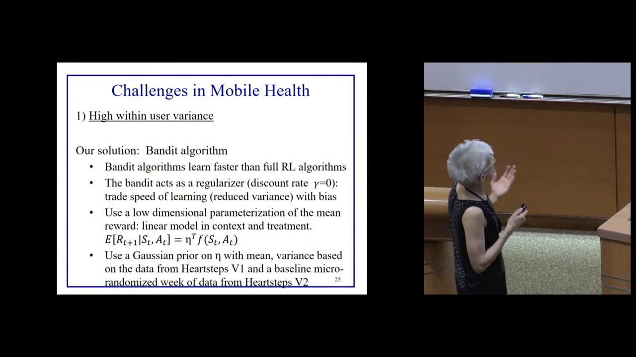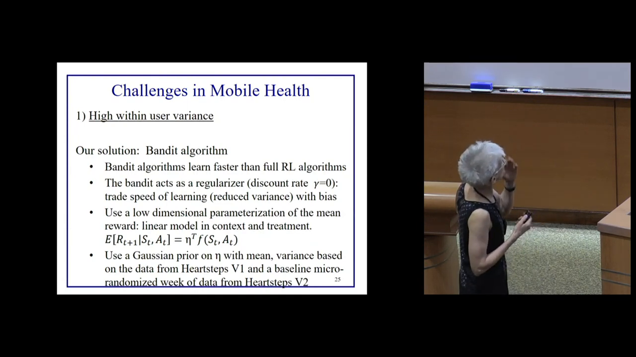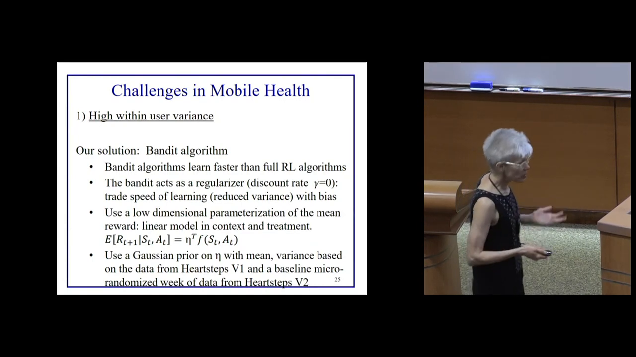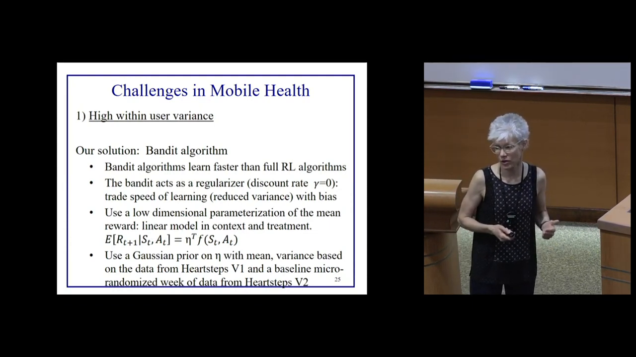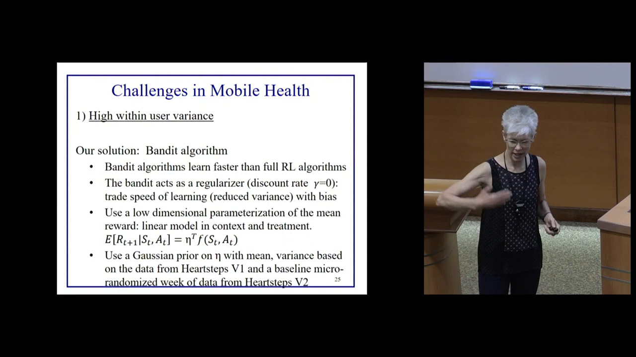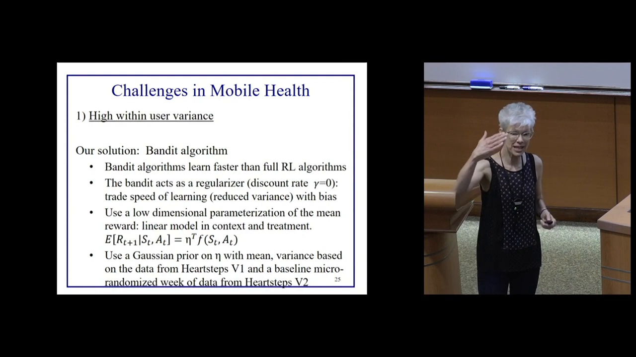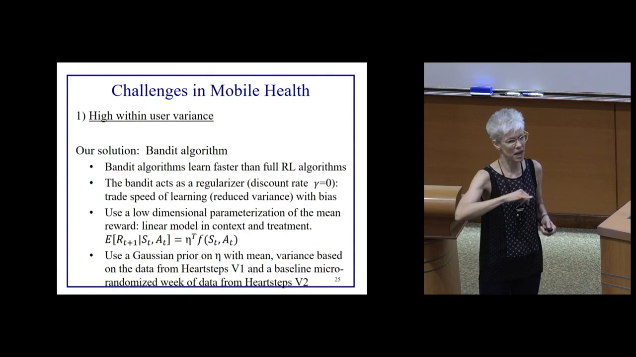The first issue is you have a lot of within-user variance, just noisy data. So what's our solution? We're using a bandit. Why? Bandits learn much faster than full RL algorithms. If you're familiar with reinforcement learning, in a bandit the target is the immediate reward. In a full RL, it's the immediate reward plus a prediction of the future rewards. Those predictions can be very noisy, and if they're too noisy, you're dead. So it might be better to incur some bias in order to reduce variance. These are all bias-variance trade-offs.